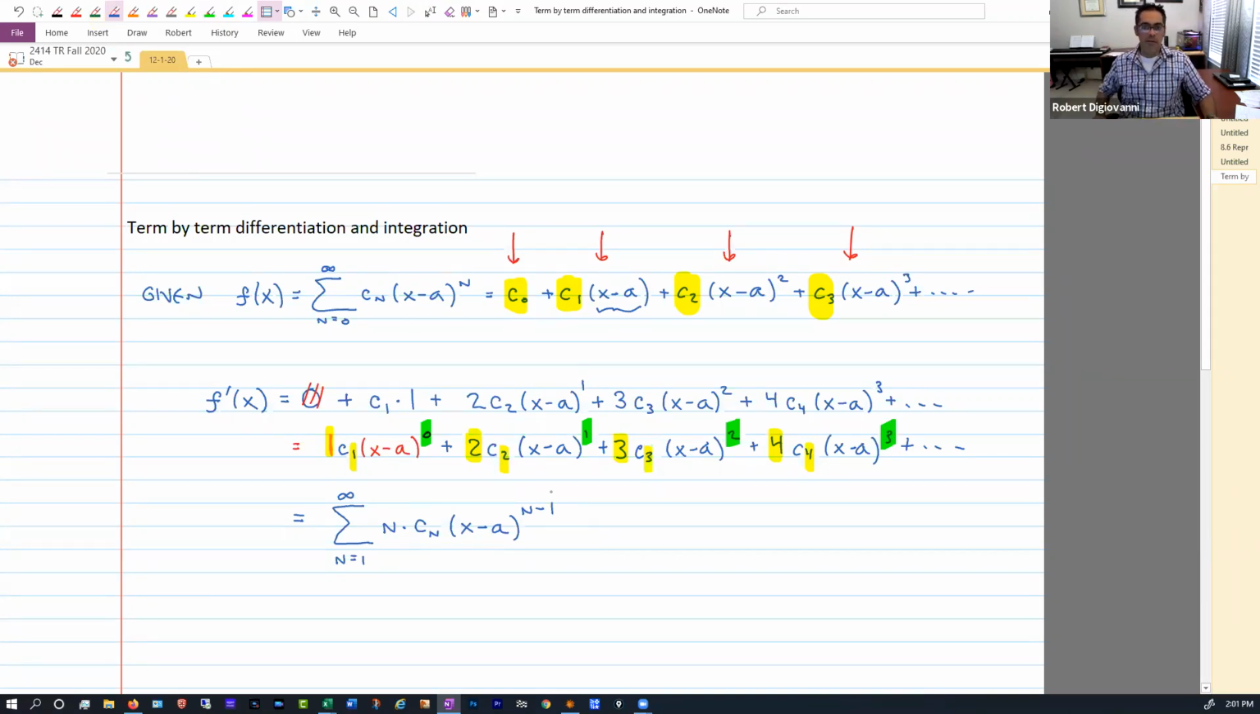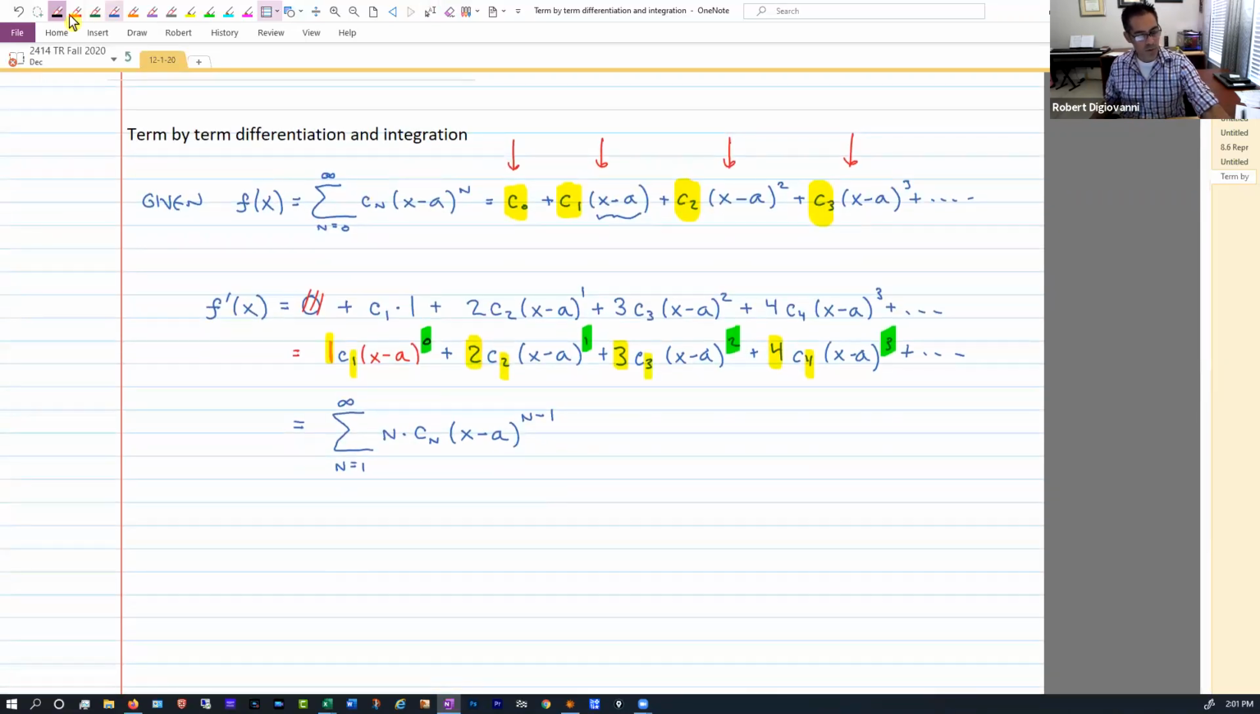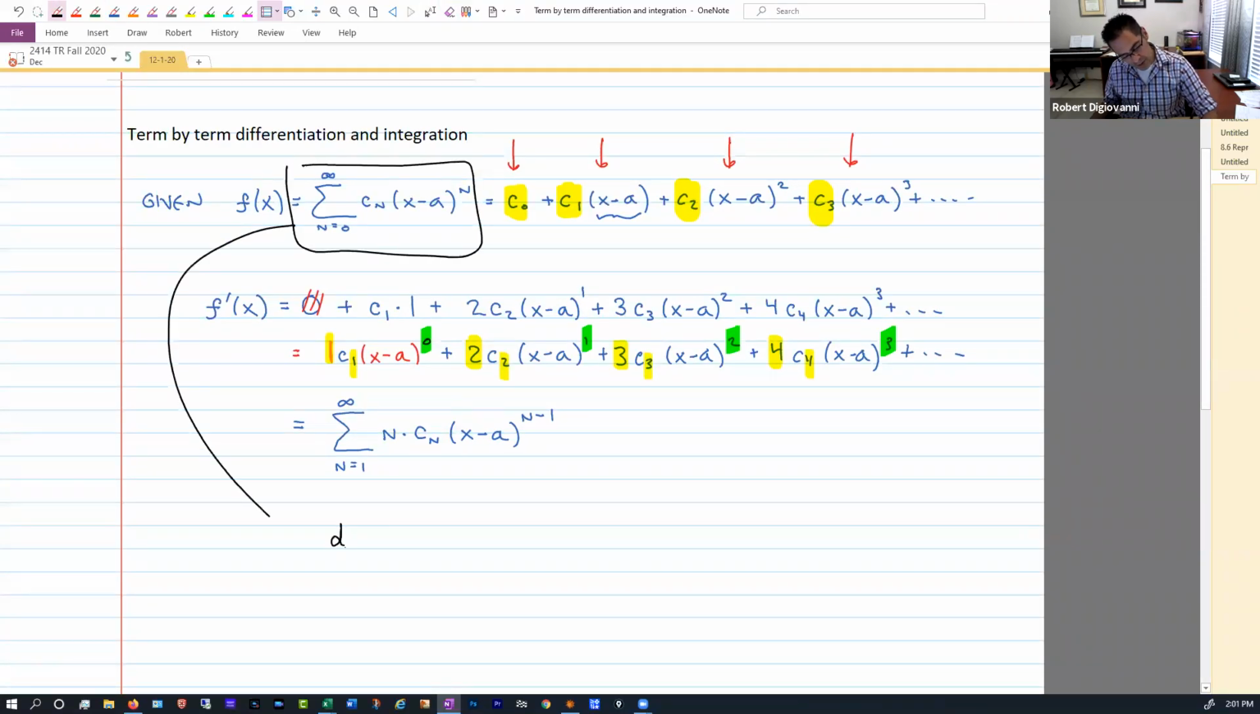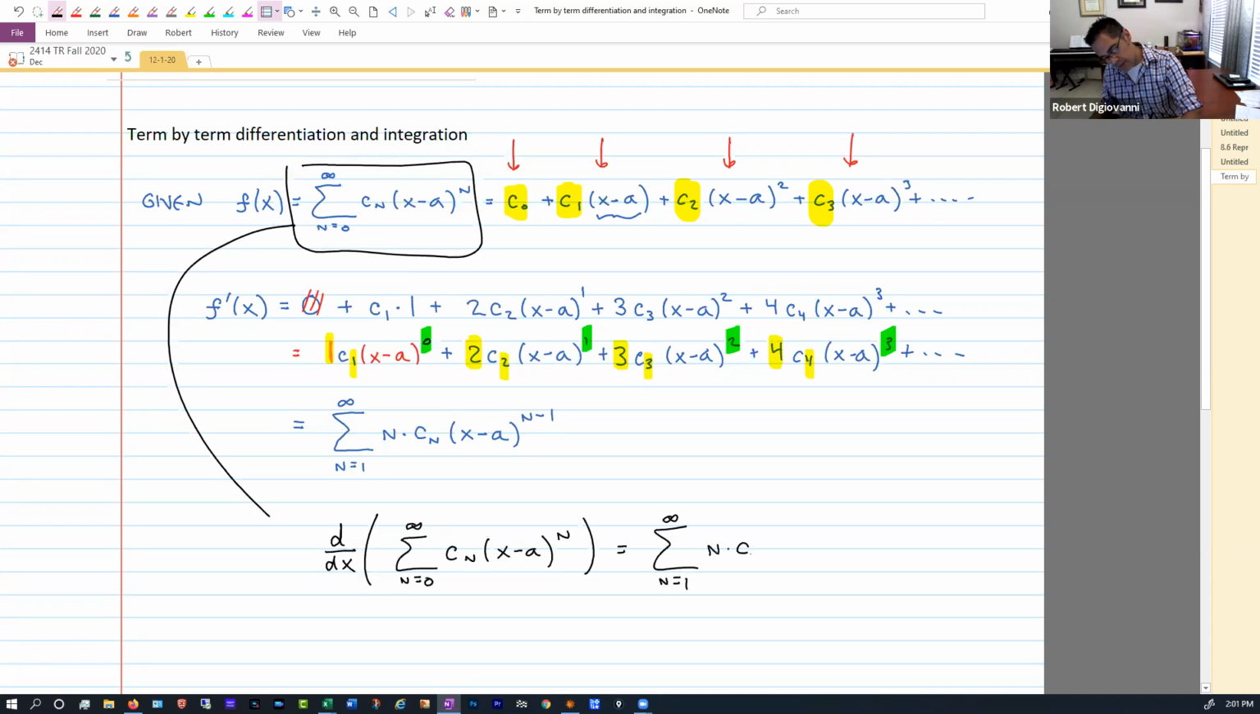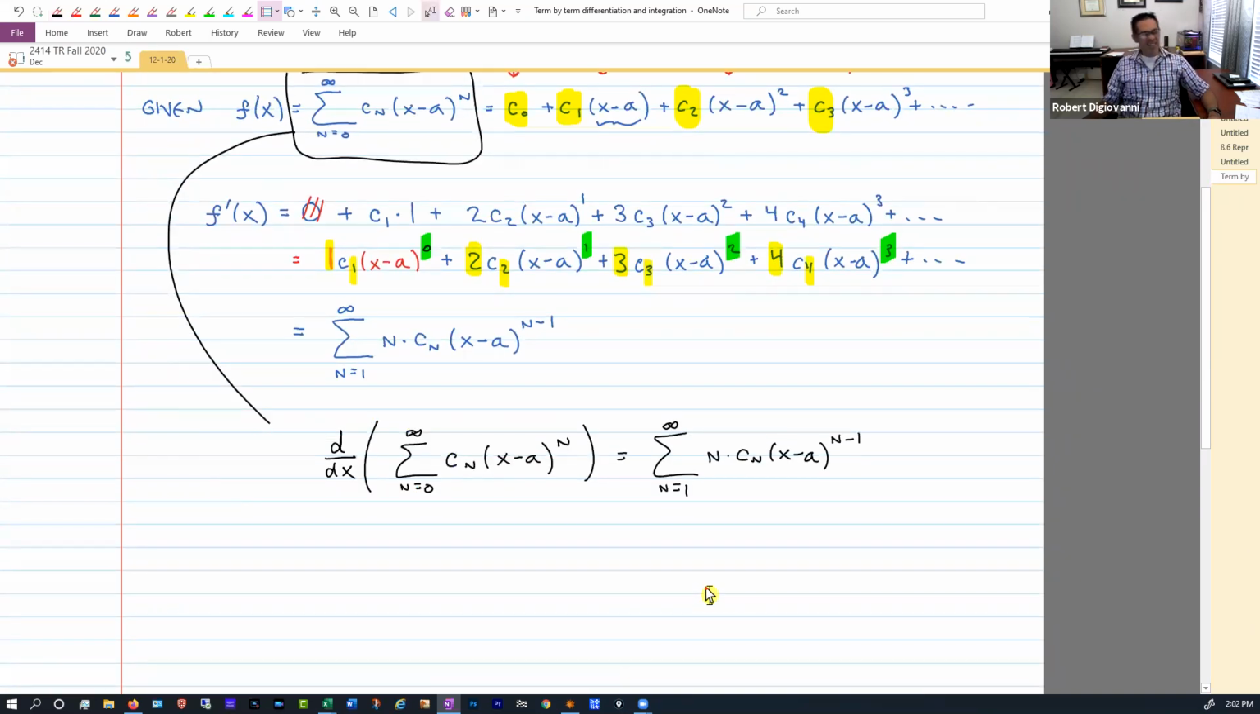That would be the formula, wouldn't it? So here's what we're saying. If we start with an original power series, we take its derivative with respect to x. So the derivative with respect to x of this is equal to the sum from n equals 1 to infinity of n times c sub n times x minus a to the n minus 1. Can somebody tell me what this looks like?